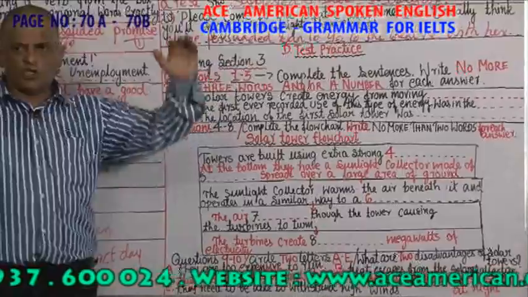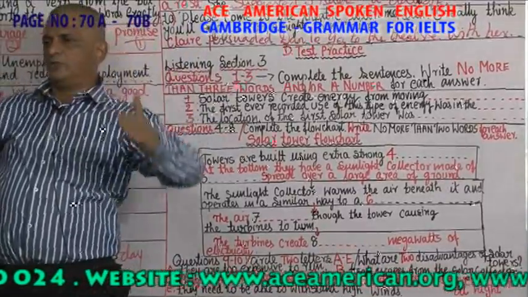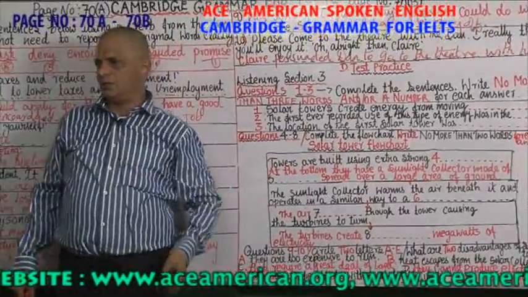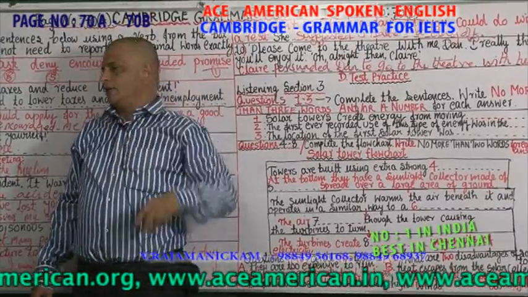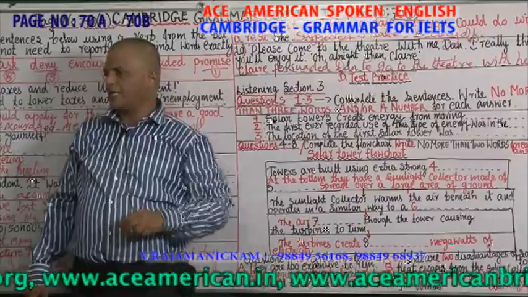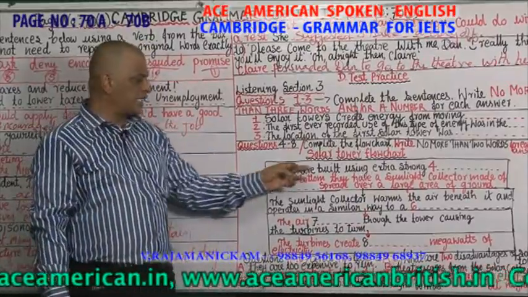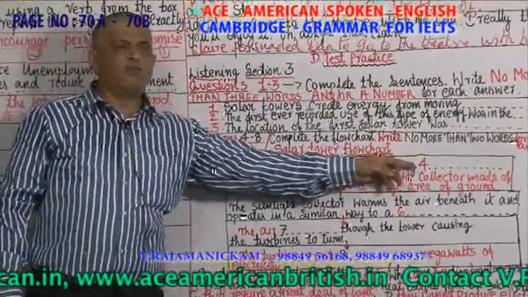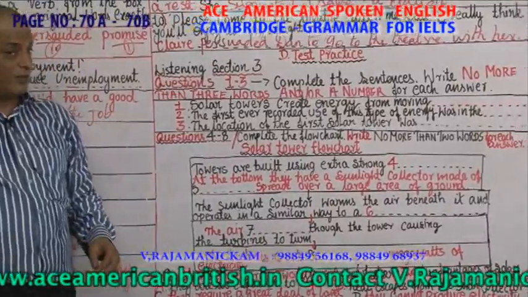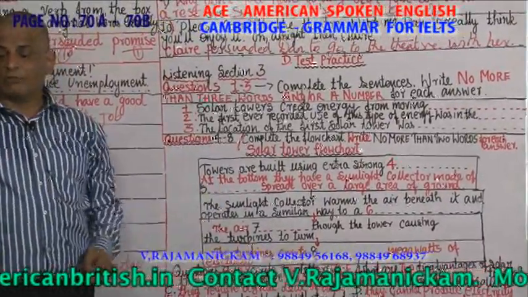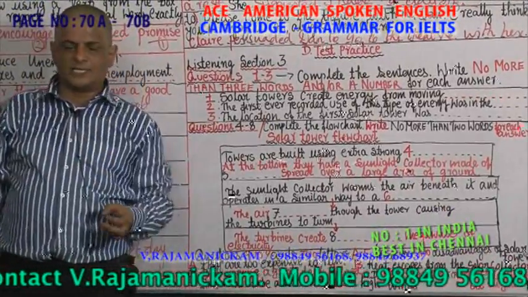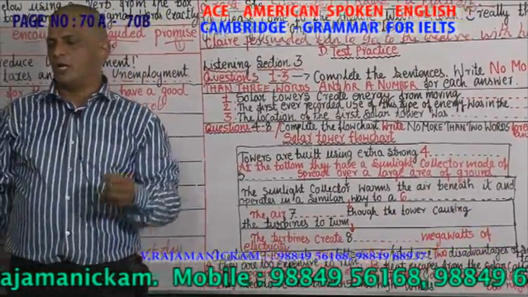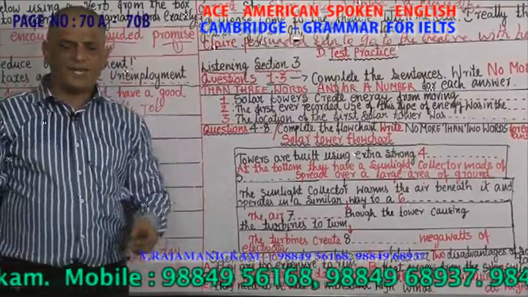Solar tower flow chart. Tower means, as you know, it should be a big constructed something which is reaching the sky, right? So the towers are built using extra strong, dash. Fourth answer you have to tell. You have to listen and write down the answer. So first you have to read the question, so the mind is prepared for expecting what type of answers you will have to write down. So you're listening for answers.